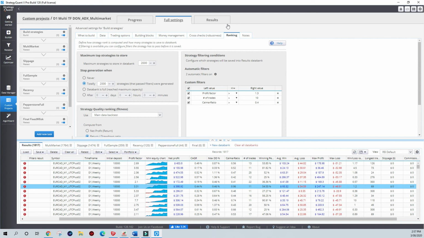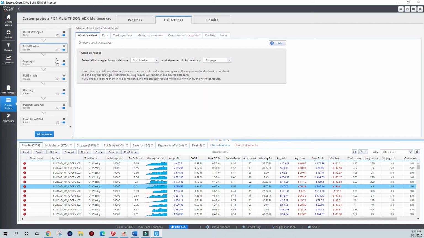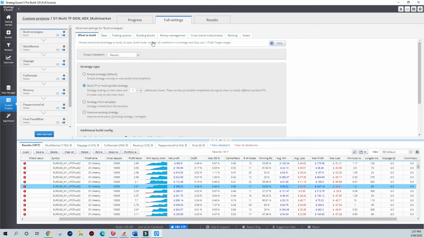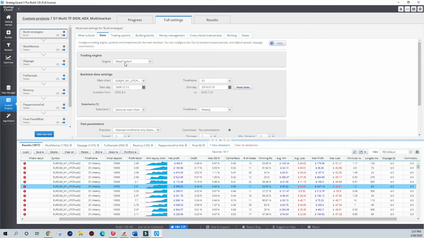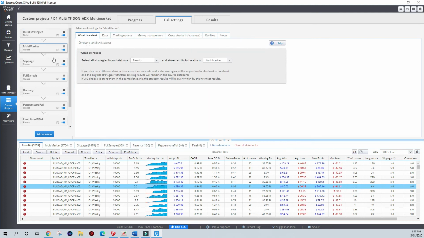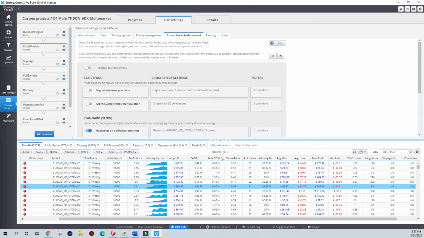Here we go. So in the multi-market phase, once these 1,817 results have been generated here, we then say, right, now rather than testing on this single market, which in the case of our build was the Euro JPY, we now want it to be tested across a broad array of different Forex markets.